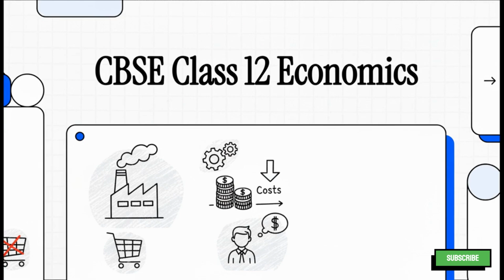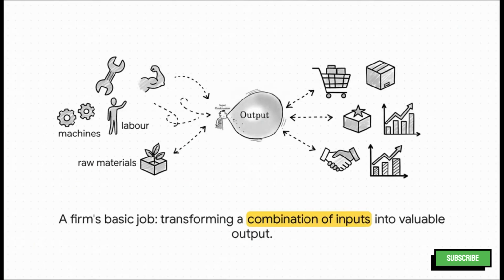Today we're going to flip the script and look at things from the other side of the market, from the producer's point of view. We're going to explore how a firm makes its decisions all the way from the production line to the final costs. Okay, let's just jump right in.